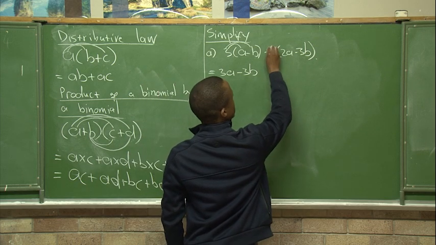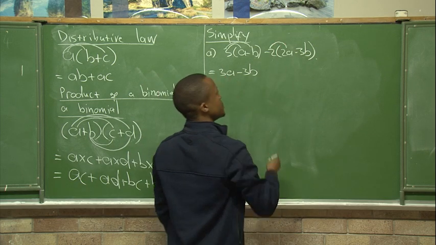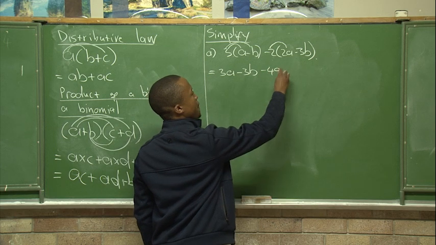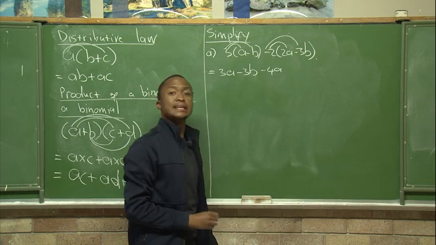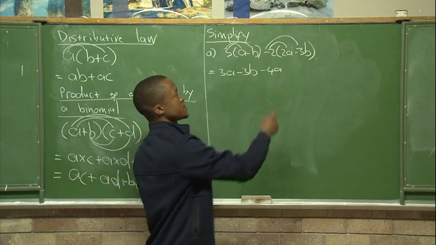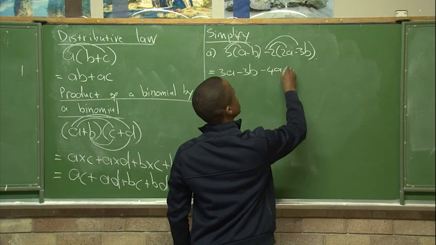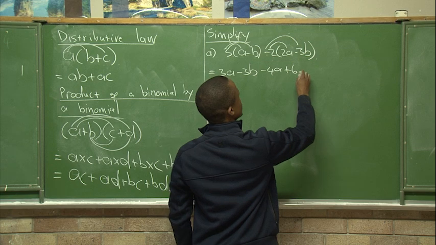And then do the same here with negative 2. So negative 2 times 2a will give us negative 4a. And then negative 2 times negative 3 will give us positive 6, because a negative value times another negative value is positive. So that will be positive 6.